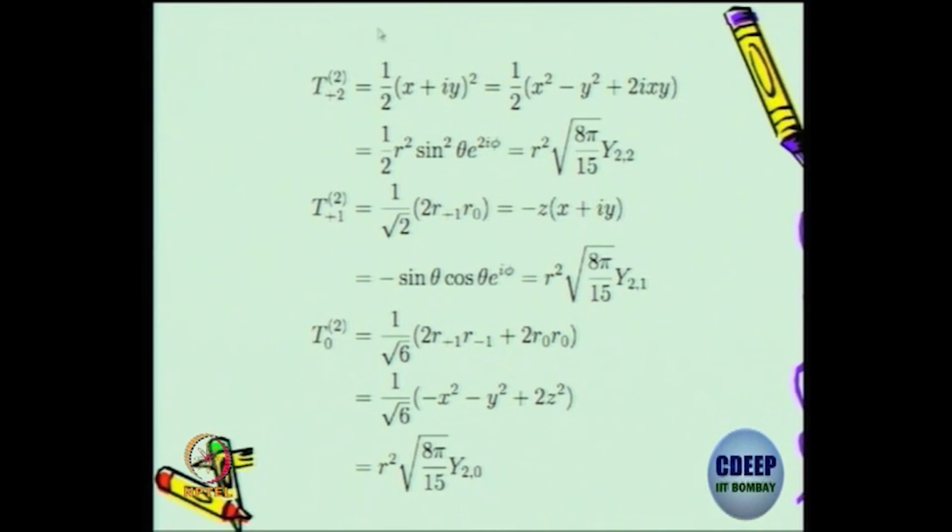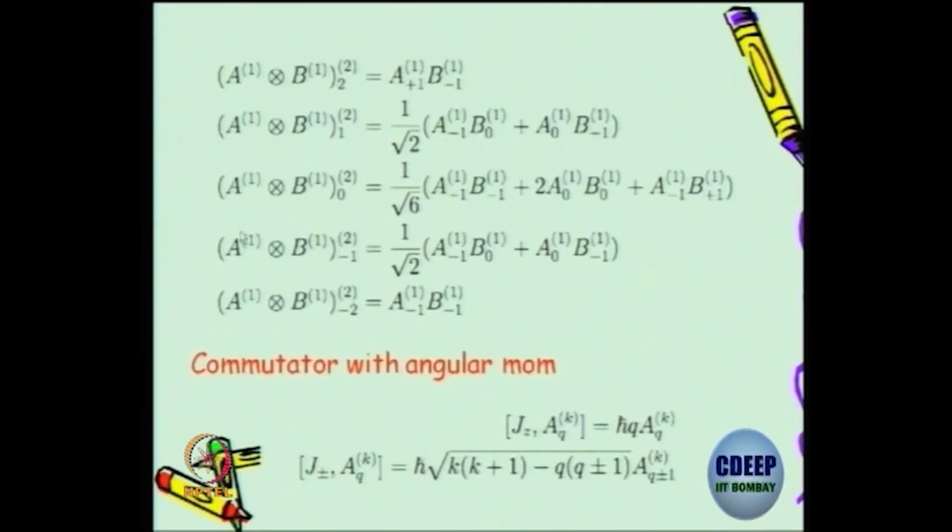I have written the 0, 1 and 2. What will happen to minus 1 and minus 2? They will just change your e to the i phi to e to the minus i phi. This will become e to the minus i phi when you make this minus 1. Subscript is the q, superscript is the k. And this one will become e to the minus 2i phi if the subscript becomes minus 2. Elaborately I have tried to put a step here.